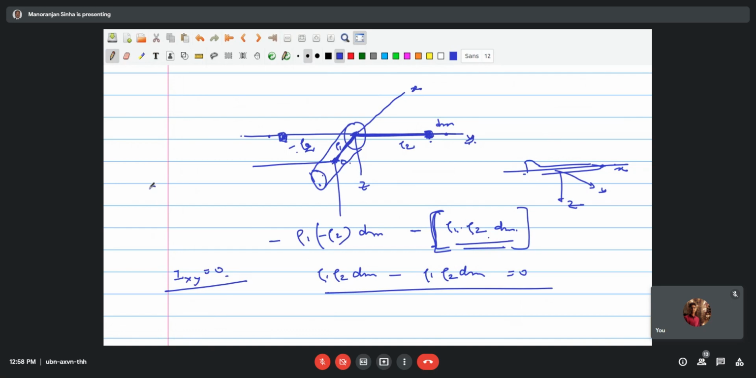So for the aircraft, in this matrix, Ixx, Iyy, Izz are there, but Ixy becomes 0. Whenever symmetry exists, the product of inertia will vanish. Otherwise, it does not vanish. So this is what is meant by the product of inertia.